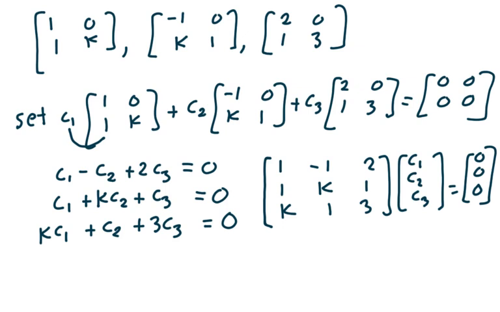Now, if this coefficient matrix is invertible, then the column vector C1, C2, C3 has to equal the column vector comprised of all zeros. In other words, it's going to force C1, C2, and C3 to all be 0, because the only solution to that matrix equation is the trivial solution by the equivalence theorem. Let me say that again. If A is invertible, the only solution to this system is the trivial solution. And that means that C1, C2, and C3 are all 0.